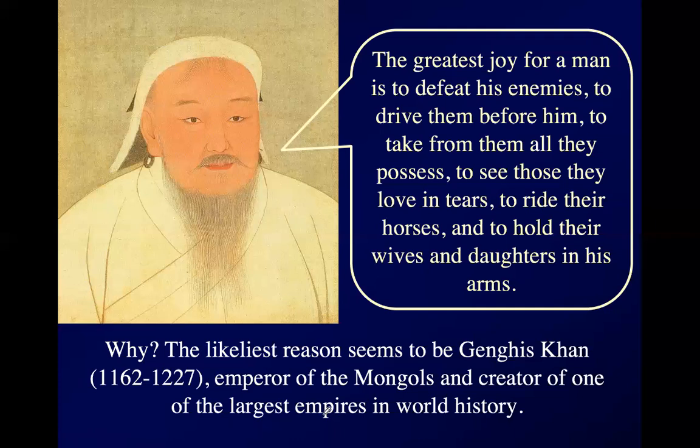So how did Genghis Khan manage to spread his Y chromosome to so many descendants? Well, he is credited as saying the greatest joy for a man is to defeat his enemies, to drive them before him, to take from them all they possess, to see those they love in tears, to ride their horses, and to hold their wives and daughters in his arms. And unfortunately, I'm not talking about warm, comforting hugs here. Genghis Khan had 4 official wives. He had a very large number of concubines, kind of second-class wives. And there's no way to sugarcoat this. When the Mongols were on the march, they engaged in a hell of a lot of raping, like armies have throughout history. It's not a pleasant fact, and I apologize to bring that up, but it's something that happened.